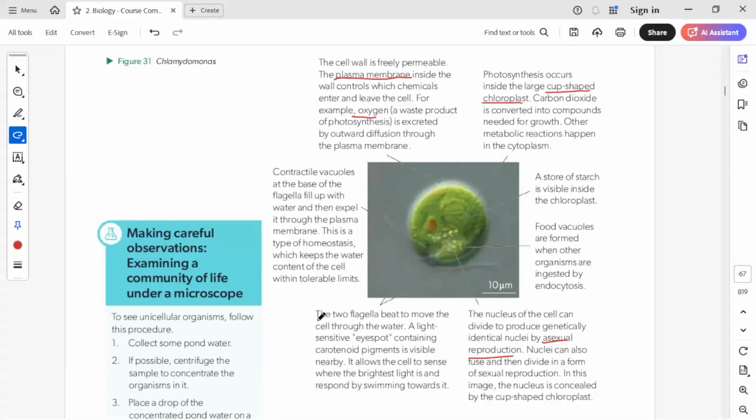The two flagella beat to move the cell through the water. Here we can see the flagella, one in this direction and another one in this direction. These two flagella will help to move this particular organism in whichever direction it wants to move.